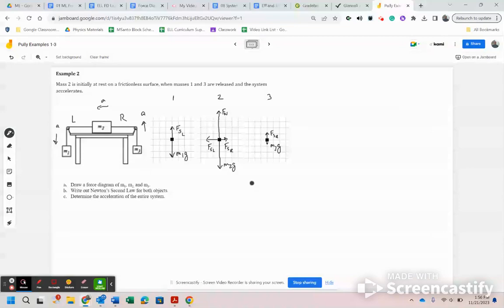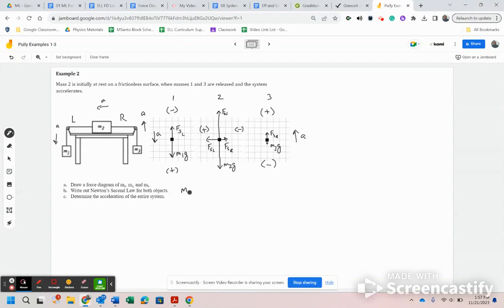Now we're going to set up Newton's second law for each one and then determine the acceleration for the entire system. So in force diagram 1, down is positive, up is negative. In force diagram 2, left is positive, right is negative. And in force diagram 3, up is positive, down is negative. And that's because, again, using the direction of the acceleration, we will call that the positive direction.